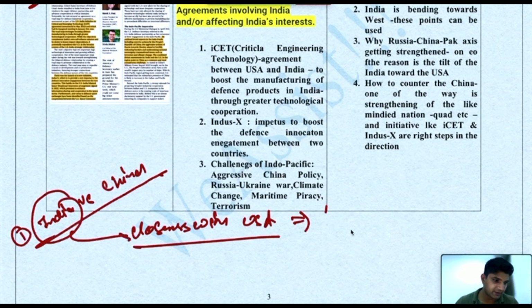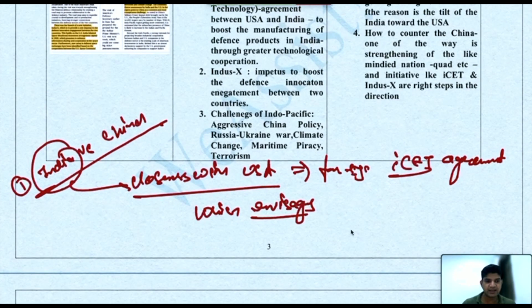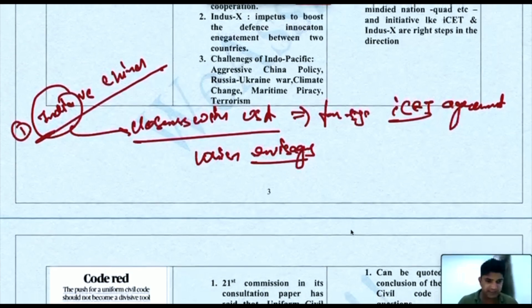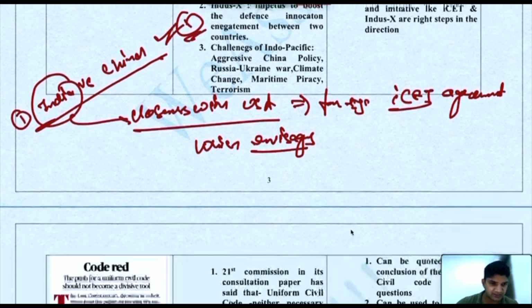You can give an example, for instance the ICT agreement, which envisages and focuses on bringing innovation in defense manufacturing. Once it brings defense manufacturing, it will raise concern in the minds of China, and again China will revert through increased aggression. So in the India and China context, you can use these India and US agreements.